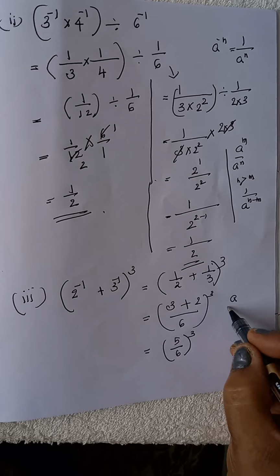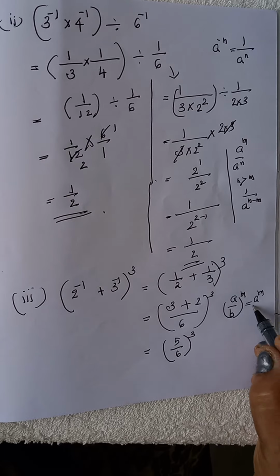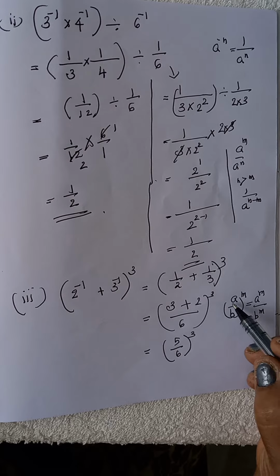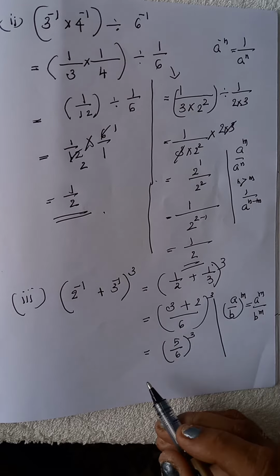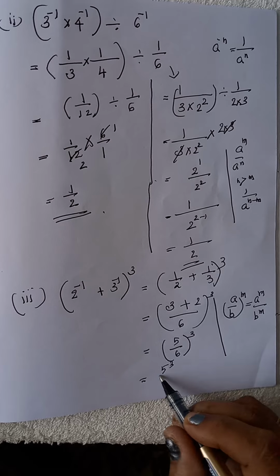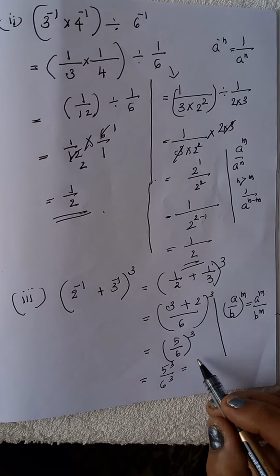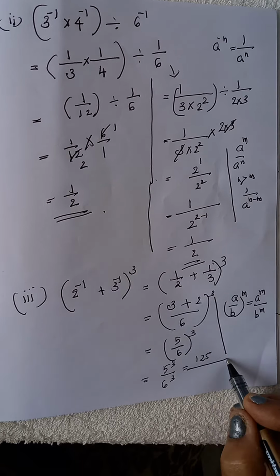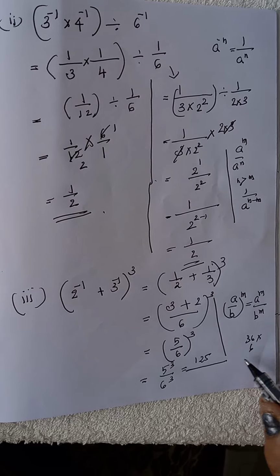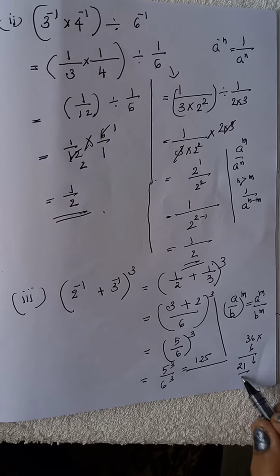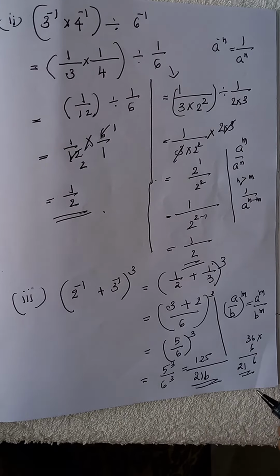That is a by b whole raised to m. That quotient law is equal to a raised to m by b raised to m. Here bases are different but the power is the same. So applying that, this is 5 raised to 3 by 6 raised to 3. What is 5 raised to 3? 5 into 5 into 5, that is 125. What is 6 raised to 3? 6 into 6 into 6. 6 into 6 is 36, that into 6 is 216. So the answer is 125 by 216.